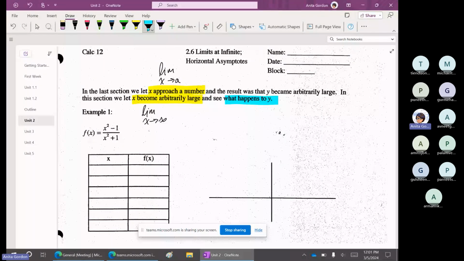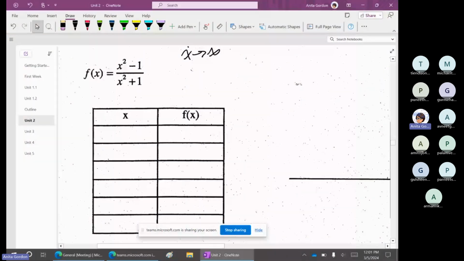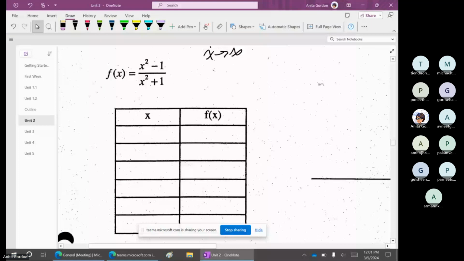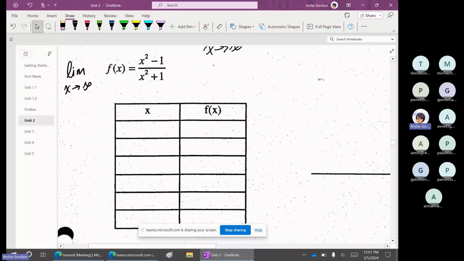So here I have a function f of x equals x squared minus 1 over x squared plus 1, and I'm interested in what this limit is as x approaches infinity. So we're not going to guess and test, but we're going to do some calculations using a table of values. So if you could grab a calculator, let's test some large numbers.